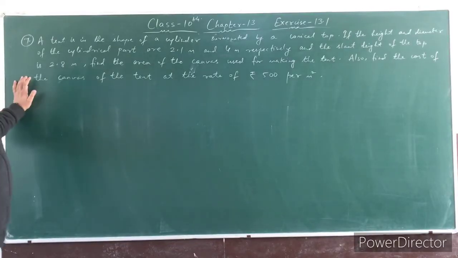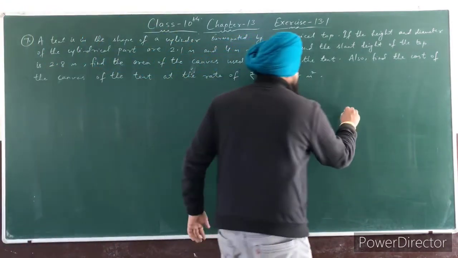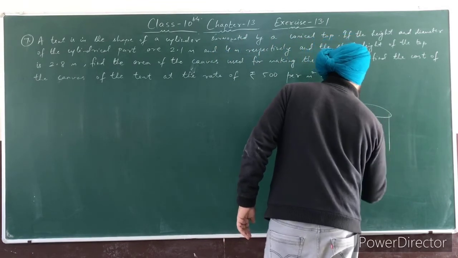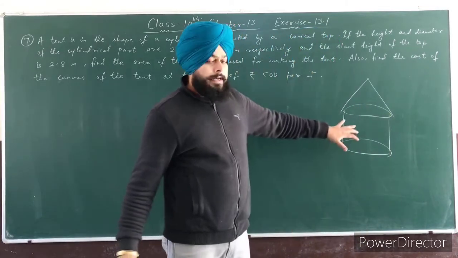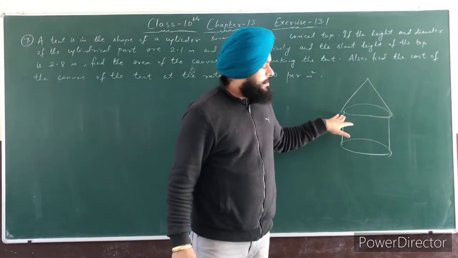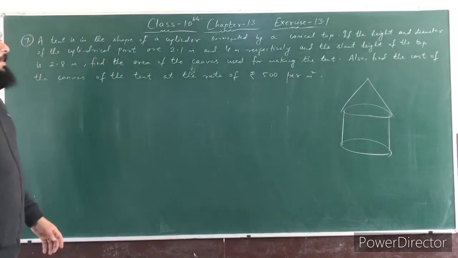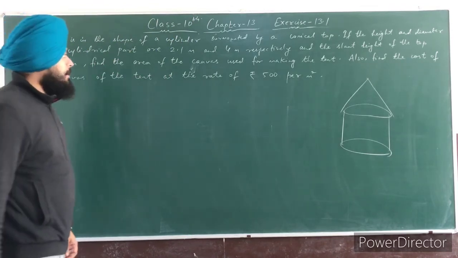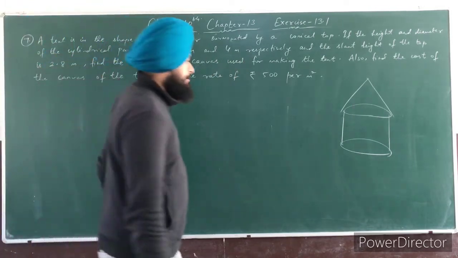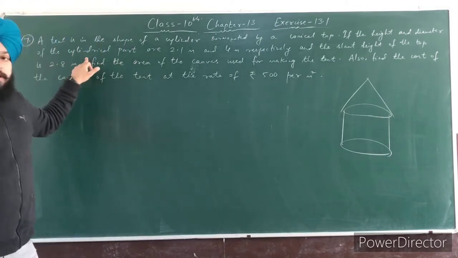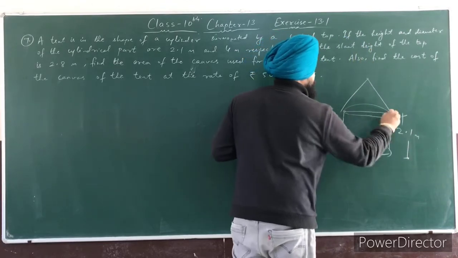This is your question number 7. A tent is in the shape of a cylinder surmounted by a conical top. This is a tent in which this conical portion is surmounted on the cylindrical portion. If the height and diameter of the cylindrical part are 2.1 meter and 4 meter respectively, the height of the cylindrical part is 2.1 meter and the diameter is 4 meter.